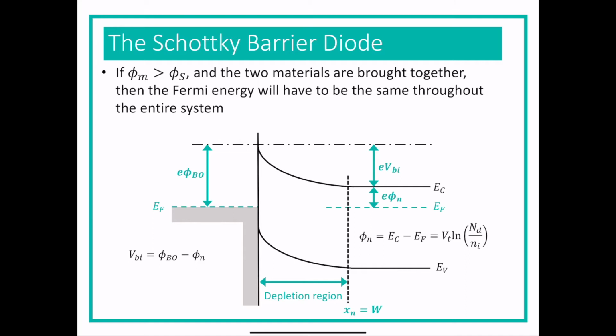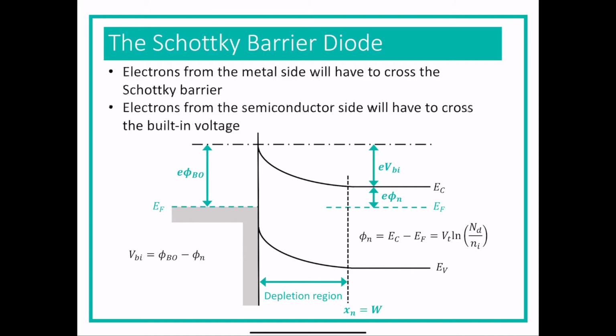You'll notice there is a depletion region, and it has a particular width, and we'll talk about that in a minute. We've actually already kind of covered that. But what we want to talk about for a second is what type of carriers are going to be used when we're actually using this device. Well, there's electrons on the metal side, and that has to cross the Schottky barrier. Electrons from the semiconductor side will have to cross the built-in voltage. There are really no holes involved in this process.